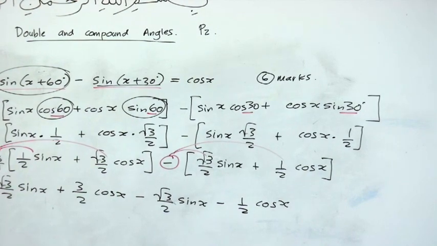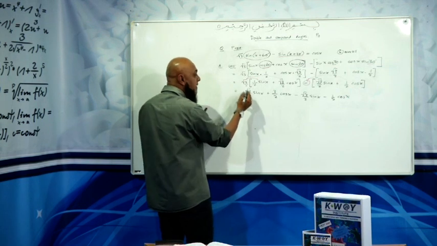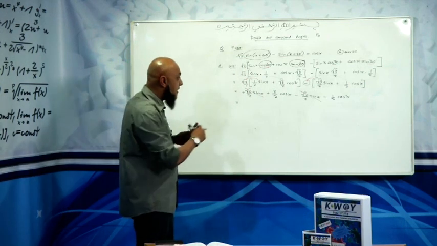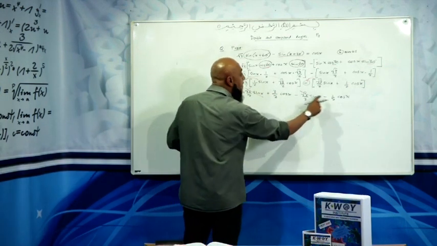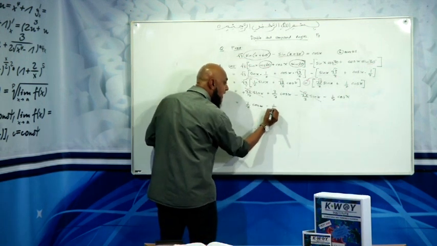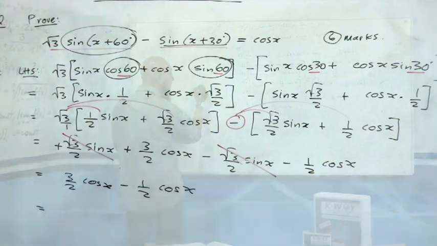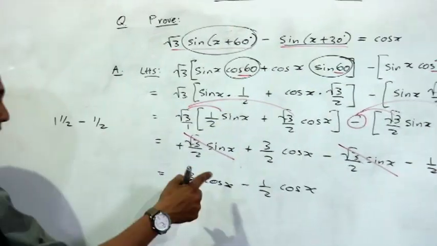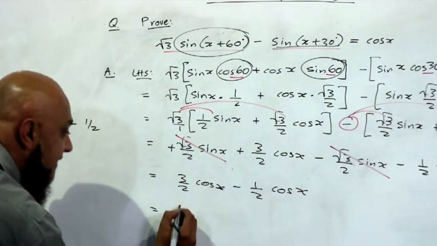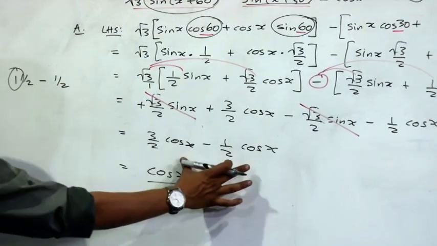Let's now collect our like terms. What do we have? Plus root 3 over 2 sine x minus root 3 over 2 sine x will give me 0. We're now left with 3 over 2 cos x minus a half cos x, and 3 over 2 is 1 and a half, minus a half. So 1 and a half minus a half is 1 cos x, and that's your final answer. That's as far as you can simplify.